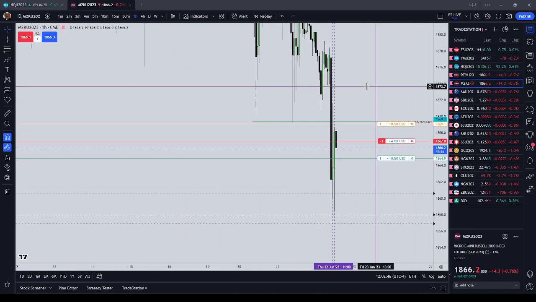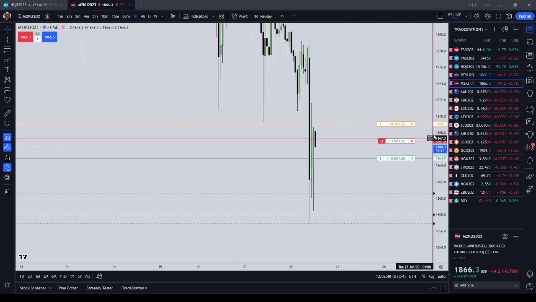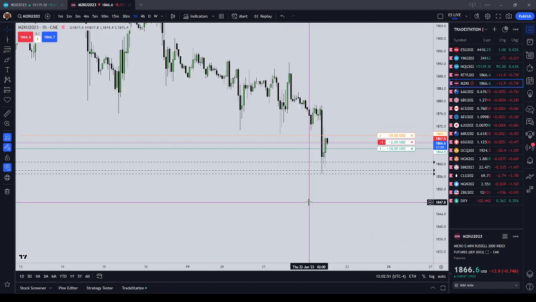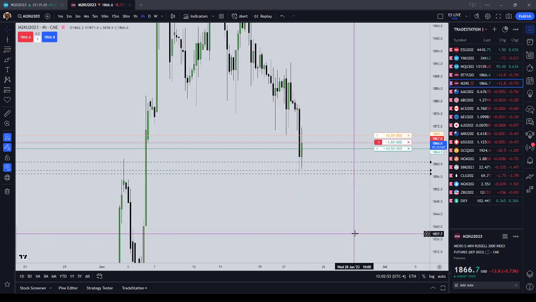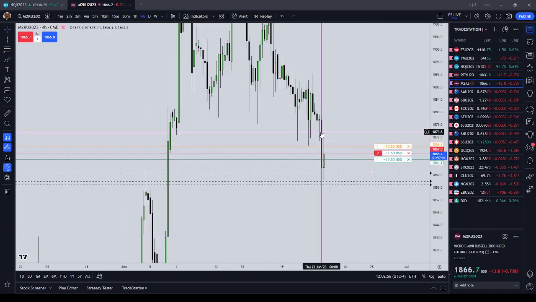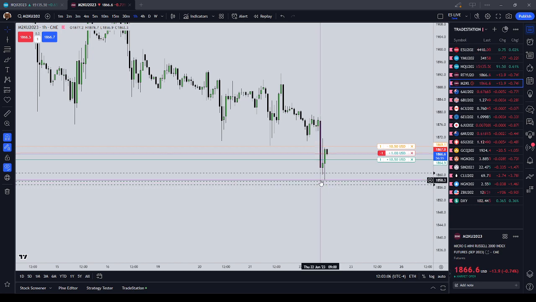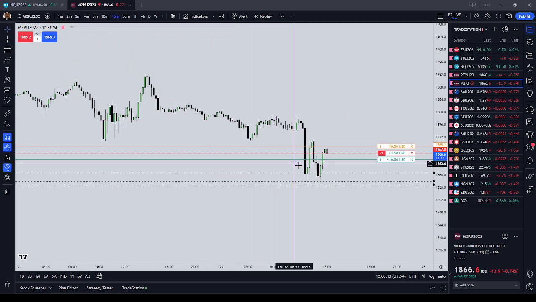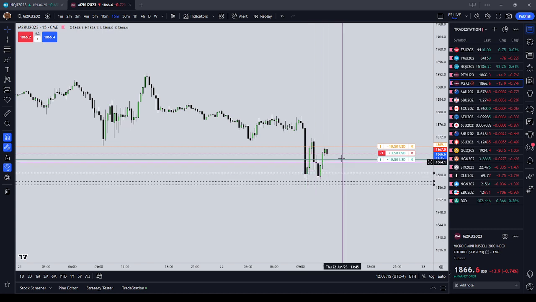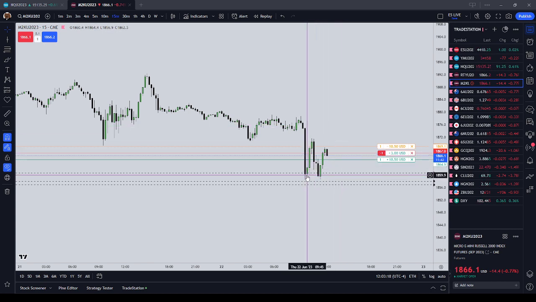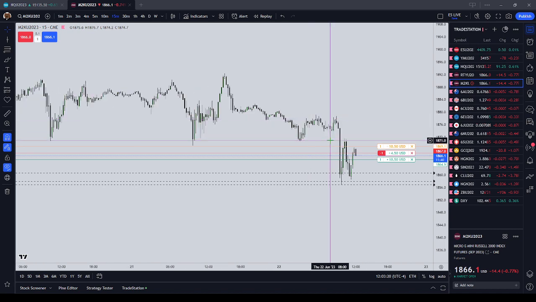Russell 2000. Let's examine the 4-hour chart. New York AM session low comes in at 1856.9. No, is that the New York session? Take a look. Yeah, that's the New York session. So the New York session low comes in at 1856.9.